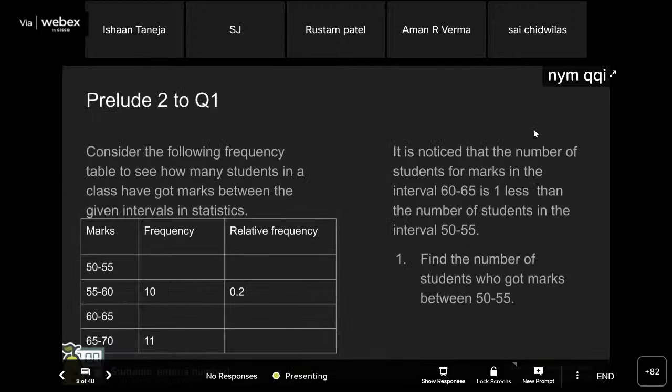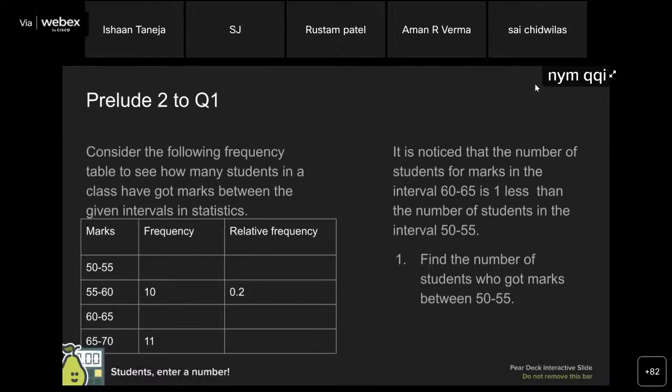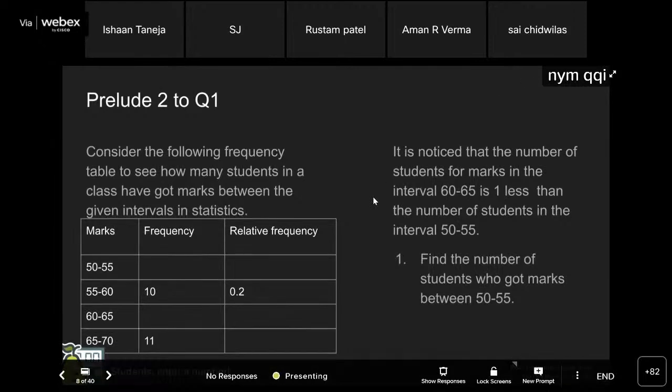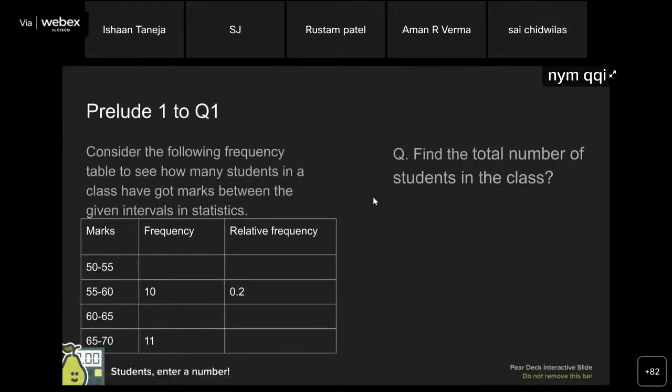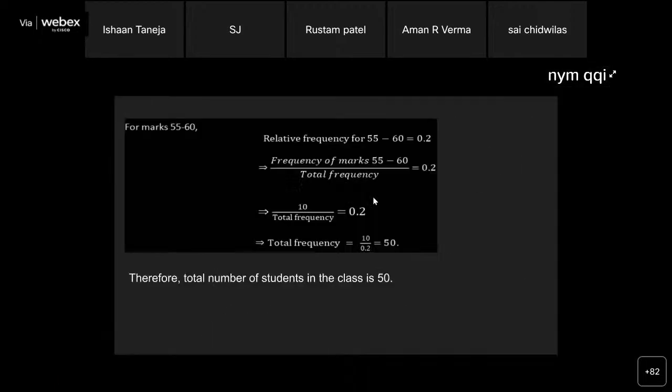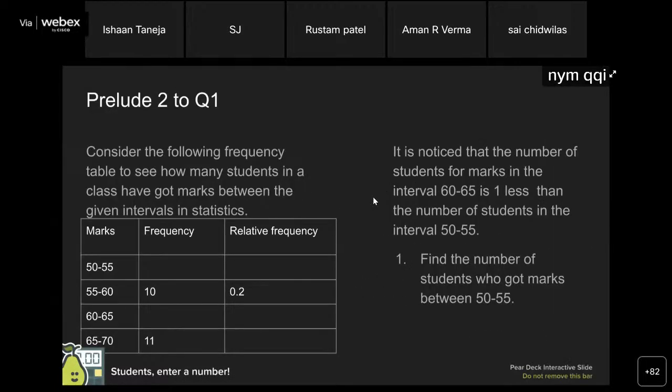So this is just an extension of that question. There is one main question. We have now done prelude 1 to question 1. It means we have done the first step which is required to solve the main question. Now we will do the second step which is required to solve the main question. We will encounter the main question soon.